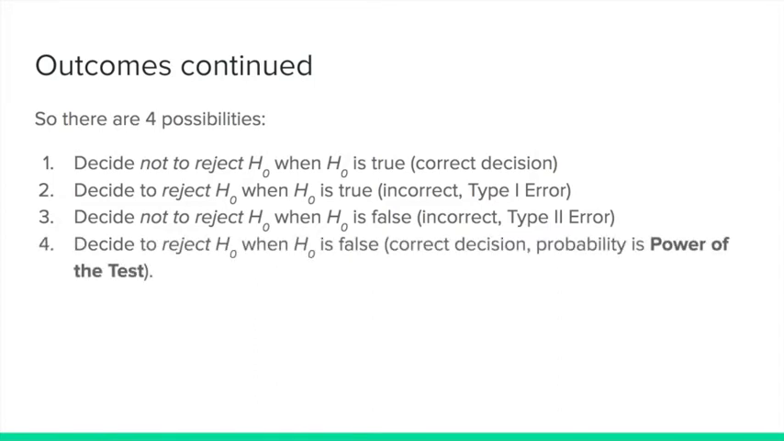And then finally, we could decide to reject when the null is actually false, which is again a correct decision. And we specifically call this, we should say the probability of this correct decision, we call that the power of the test. Okay, the power of the test is how likely we are to reject when the null is actually false.